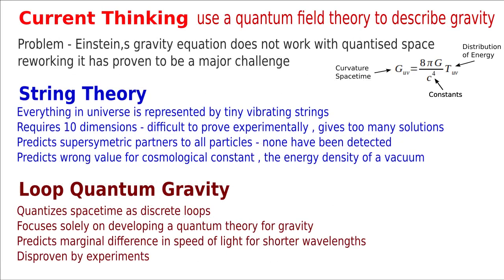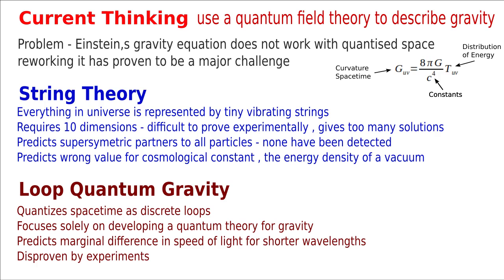A very popular idea is that we use something called a quantum field theory to explain gravity. Unfortunately, this approach just doesn't work with Einstein's gravity equation. Quantum states jump in steps, but Einstein's equation needs smooth, continuous variables. Theorists have really struggled to find a solution to this problem.